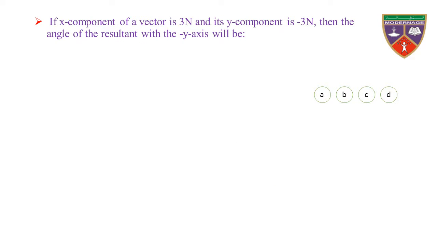If x component of a vector is 3 Newton and its y component is minus 3 Newton, then the angle of the resultant with the y-axis will be: option A 45 degree, B 135 degree, C 225 degree, D 315 degree. The key is 45 degree. Therefore, the correct option is A.